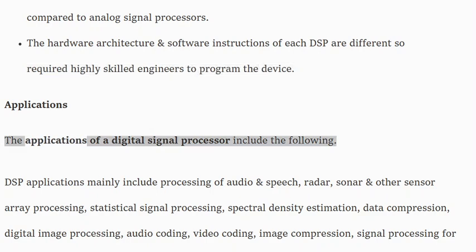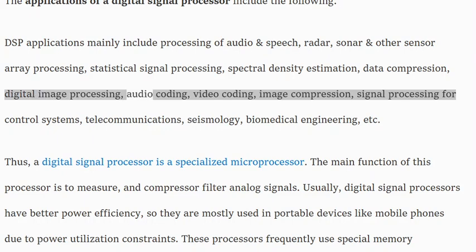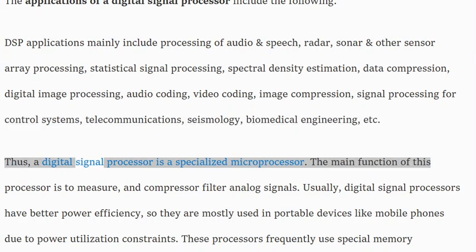Applications. The applications of a digital signal processor include the following. DSP applications mainly include processing of audio and speech, radar, sonar and other sensor array processing, statistical signal processing, spectral density estimation, data compression, digital image processing, audio coding, video coding, image compression, signal processing for control systems, telecommunications, seismology, biomedical engineering, etc.